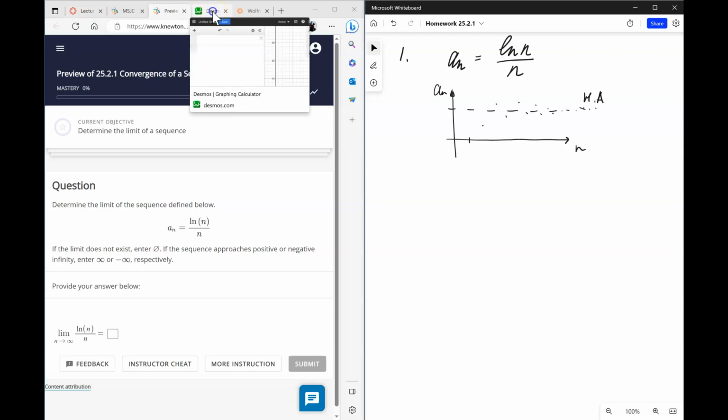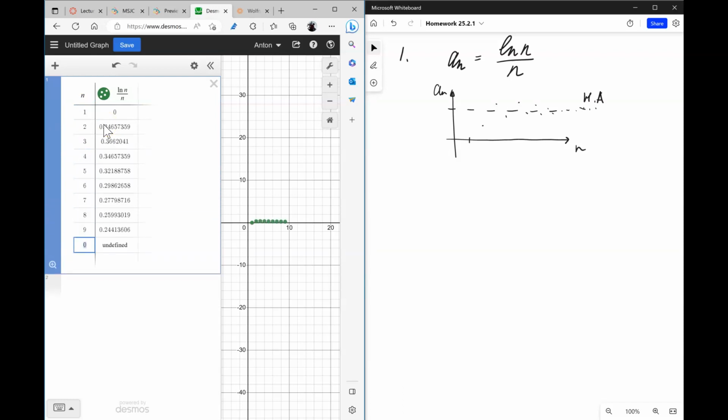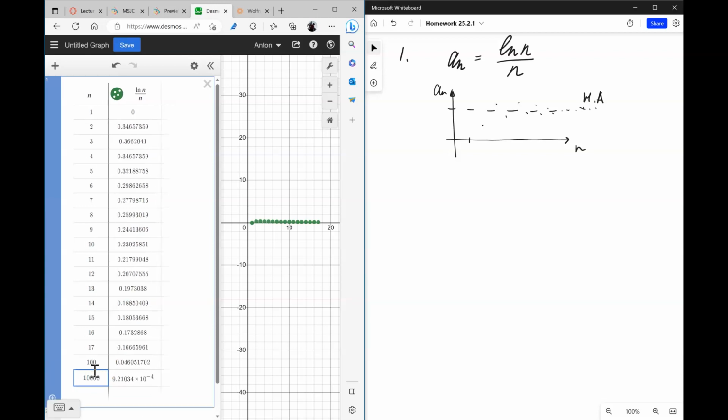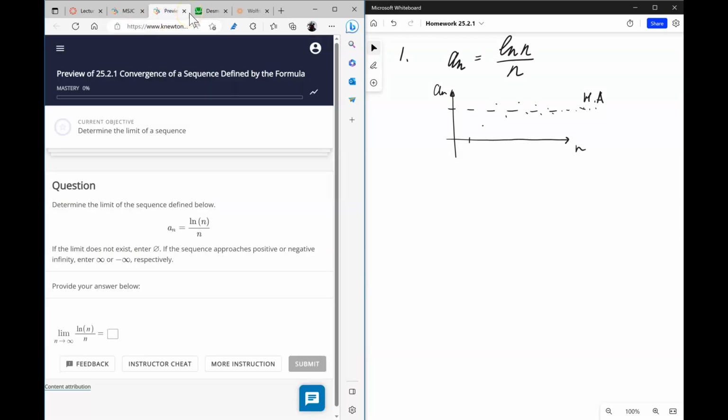All we have to do is just look at this sequence. So this is my n, and this is my ln of n over n, and n goes 1, 2, 3, 4, 5. And the question is, do you see a pattern there? And maybe we can speed up the process. 100, 10,000. So it seems like things approach 0, right? So my guess, without doing any work, is that the limit of this sequence is 0.